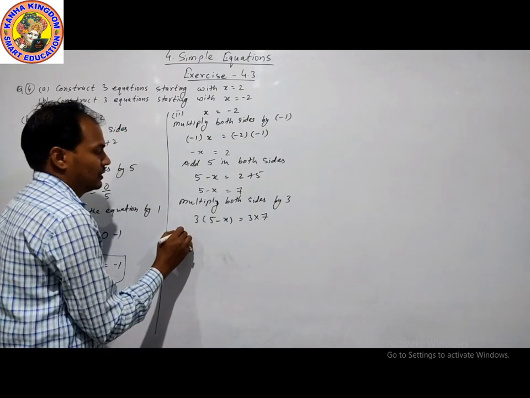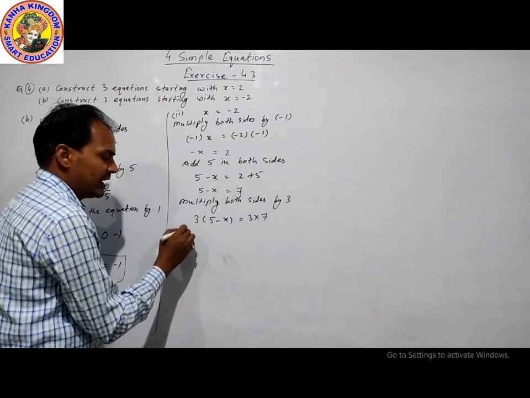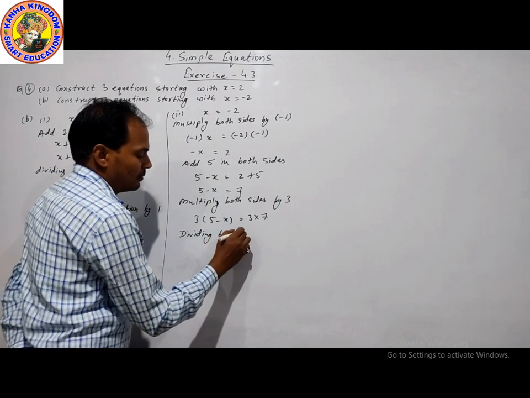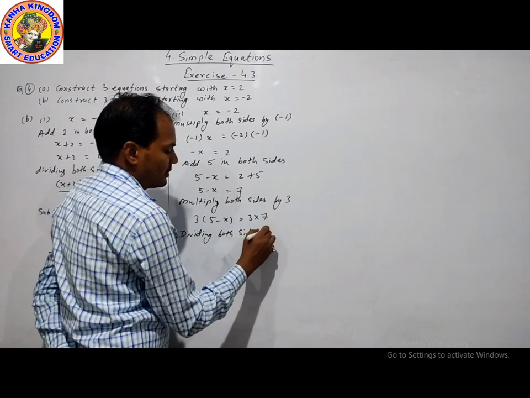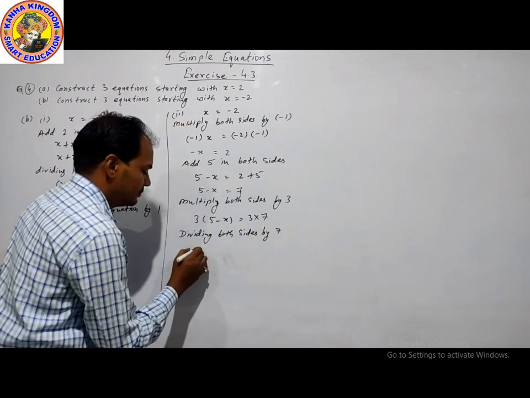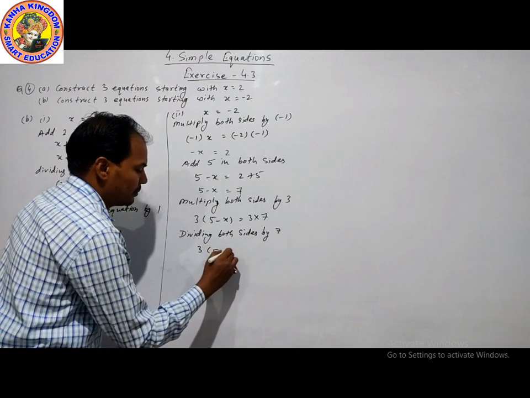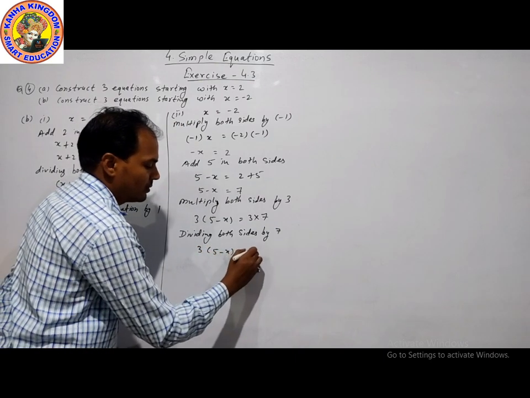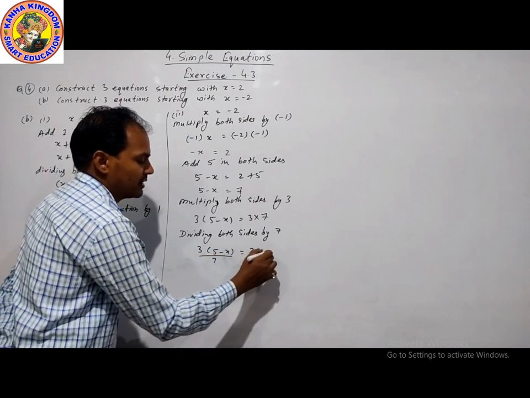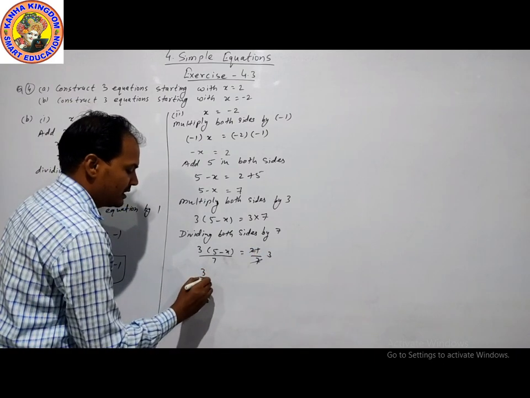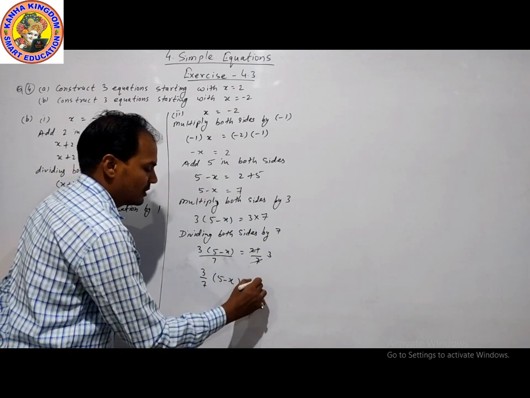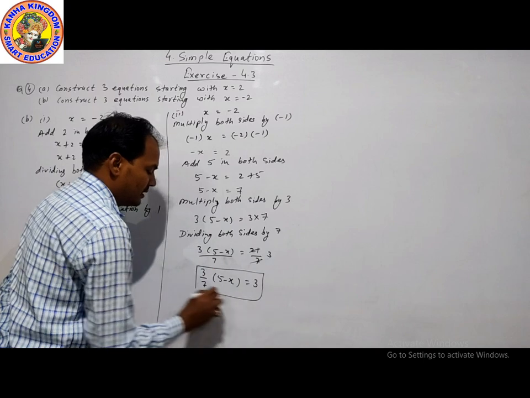Now dividing both sides by 7. 3 into 5 minus x is equal to 21. Now dividing by 7 and dividing by 7, this can cut 3 times. So the equation is 3 upon 7, 5 minus x, answer is 3. This is our next equation.